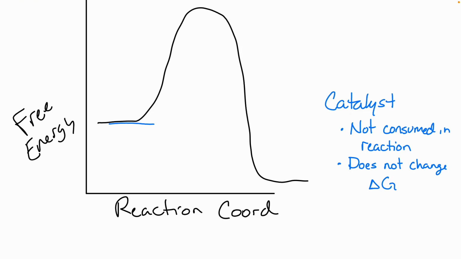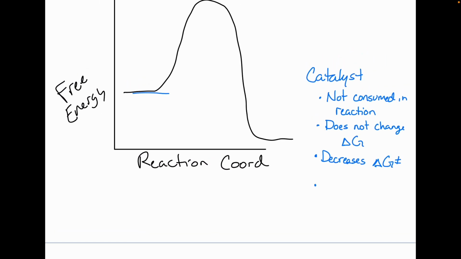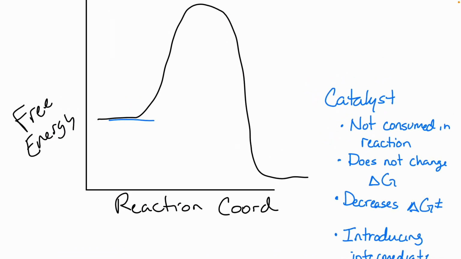What a catalyst does do is decrease the delta G double dagger, that activation energy. So it provides a new path to get from reactant to product that has a much lower activation energy. Okay, and then sometimes, not always, but most of the time, you'll also see that it does so by introducing intermediate steps. So my free energy diagram with my catalyst here would look something like that.